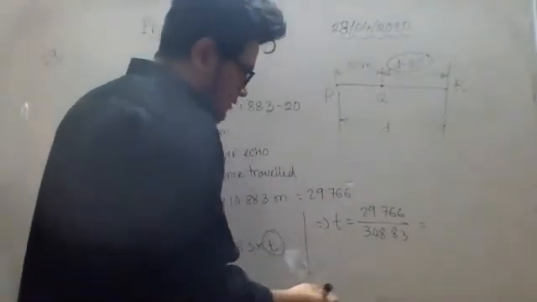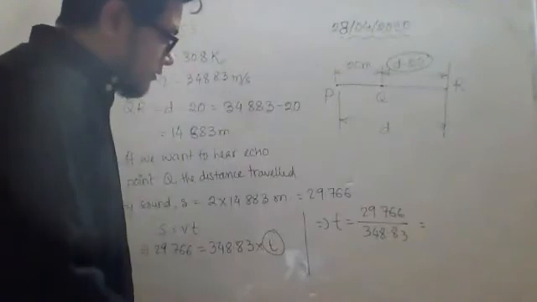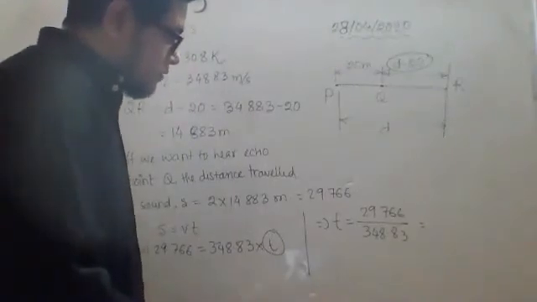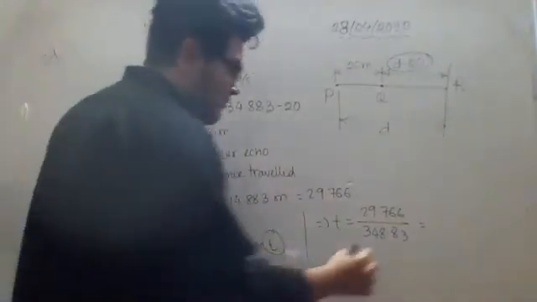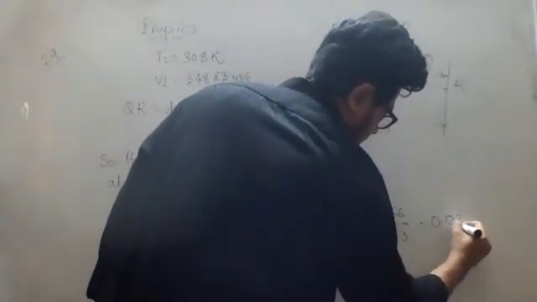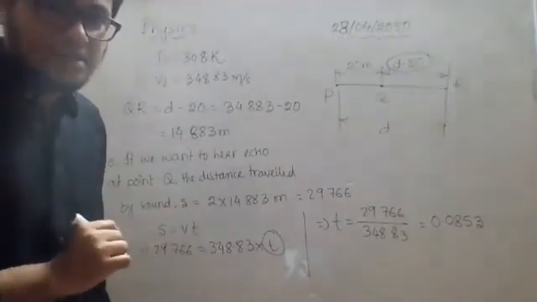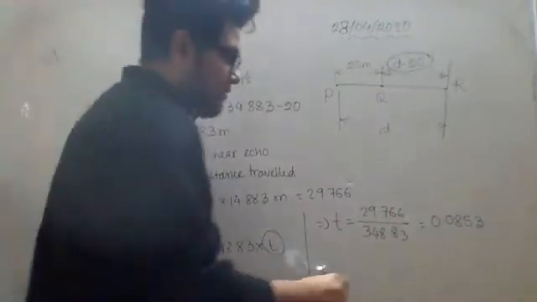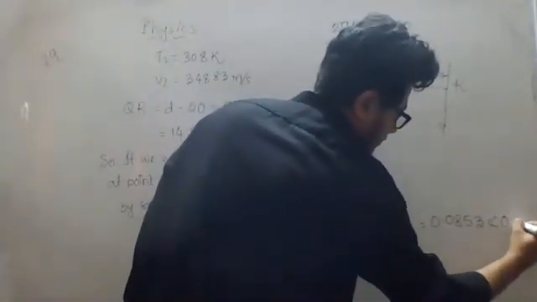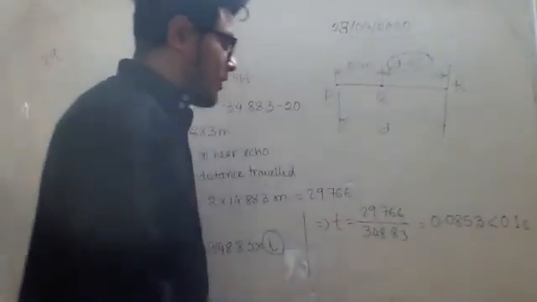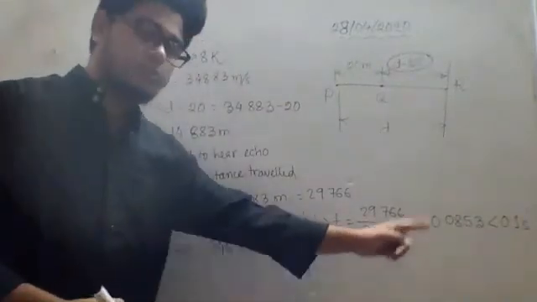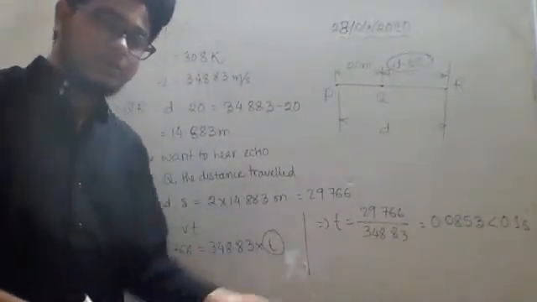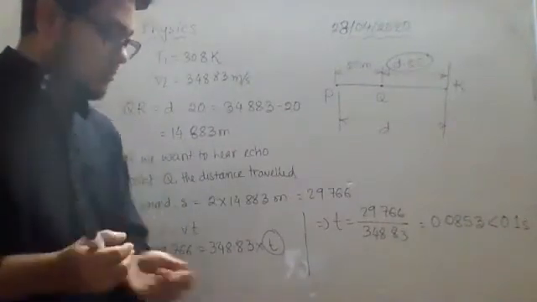0.0853. Now, can you say it is greater than 0.1 or less than 0.1? Less than 0.1. Yes, very good. So this is less than 0.1 second, and as a result we won't be able to hear the echo. This is the last line that you have to write. So at point Q, we cannot hear the echo.